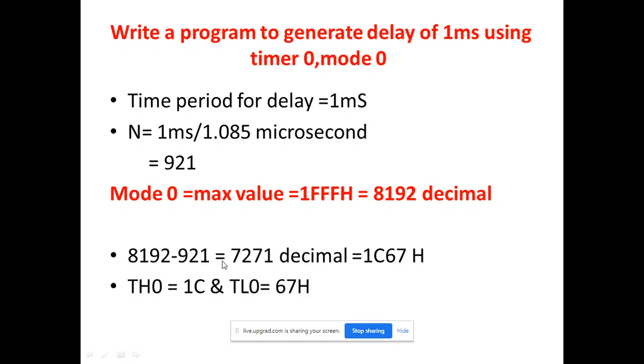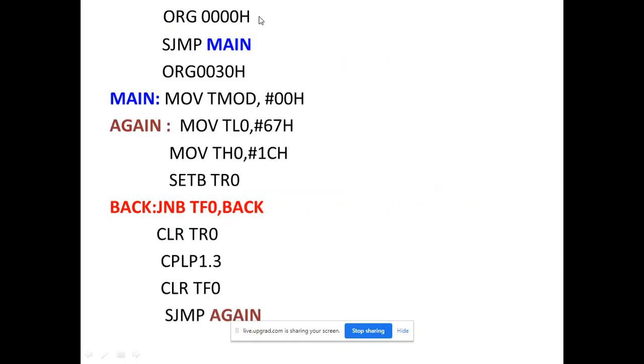Then we will proceed for the next program. Again, the first three statements are common for all the programs, that is ORG 00H, then SJMP main. We are jumping to main, and we are writing main from the scratch pad, that is 0030H onwards. First we write the desired mode selection and timer selection. You are interested in mode 0, timer 0, and that's why your value is 00.